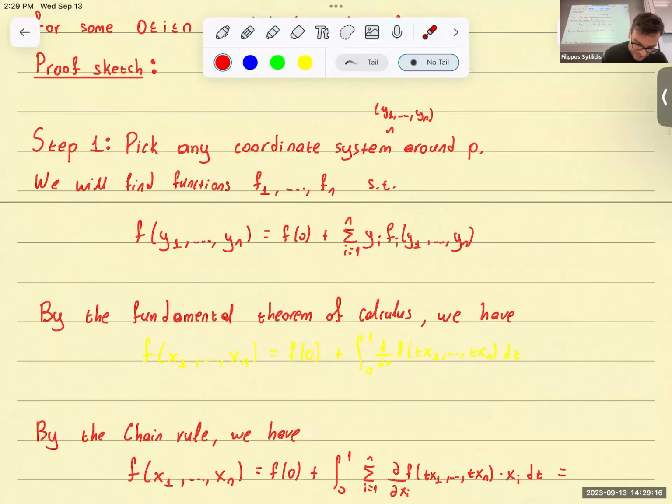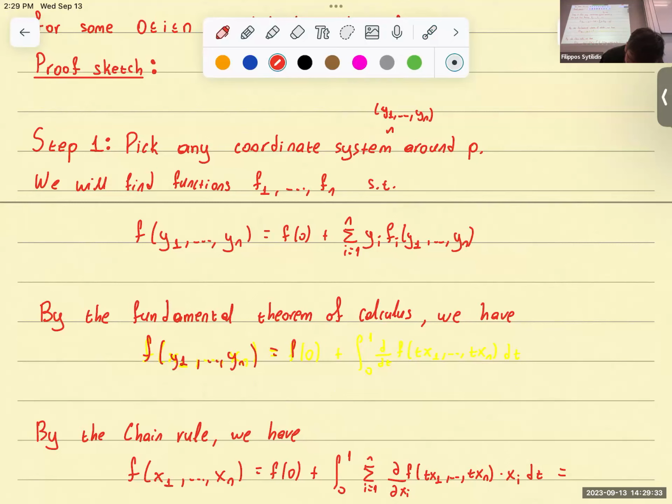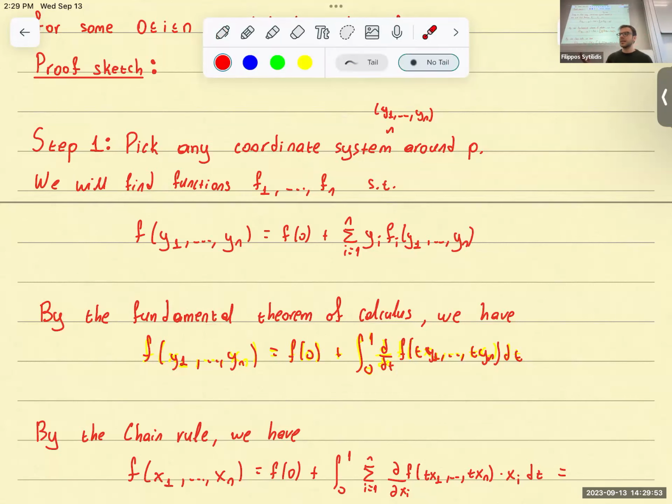And it's actually quite a cool trick, if you haven't seen this. We're using the fundamental theorem of calculus. So I'm going to write f(y1 up to yn) equals f0 plus the integral from 0 to 1 of d/dt of f(ty1 up to tyn) dt. Okay, so the expression on the right hand side is the same as the expression on the left hand side by the fundamental theorem of calculus.